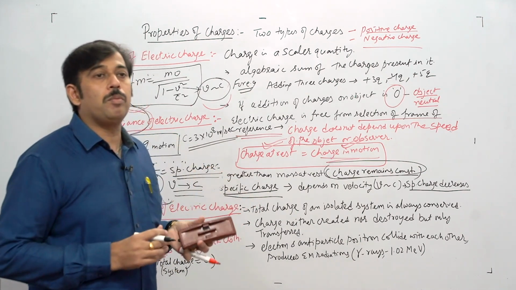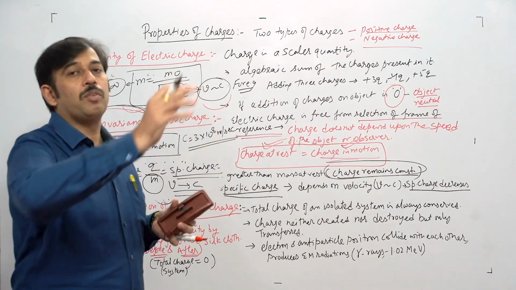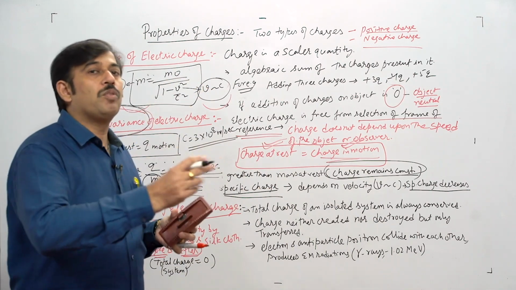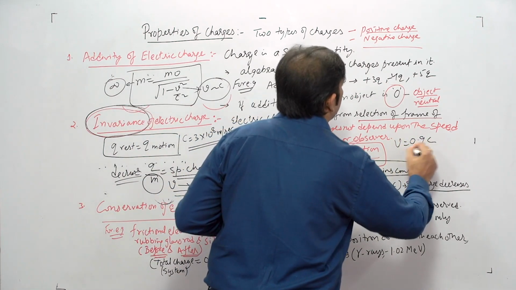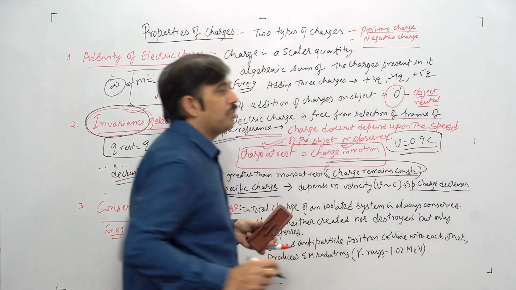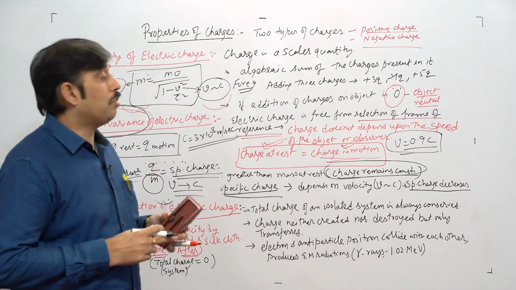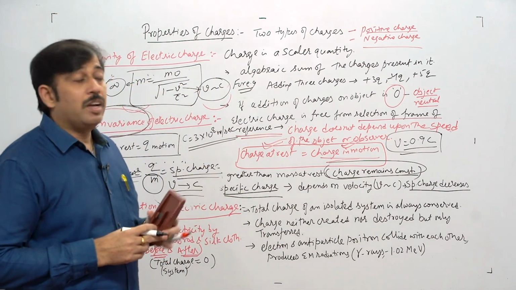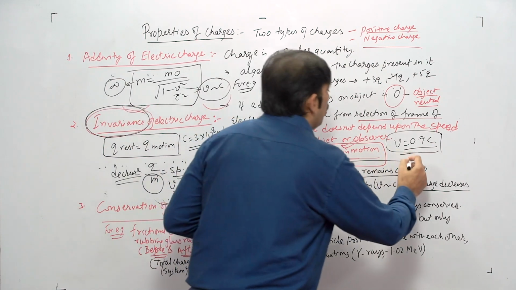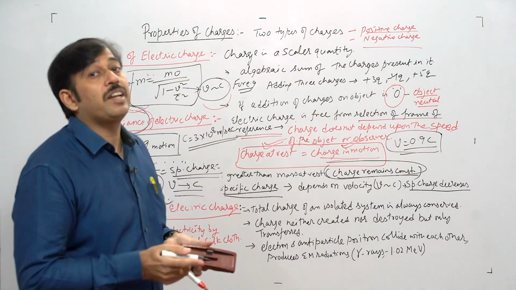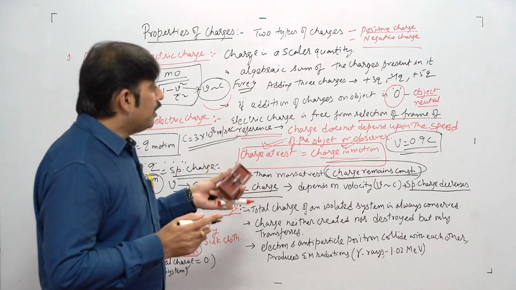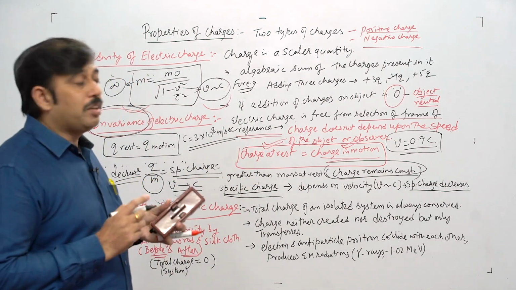When you attempt a problem, it is written that the body is moving with a certain velocity v, which is approaching the velocity of light. Suppose they give you v is nearly equal to 0.9 c. Can you say this velocity is very low? No, it's very high, almost approaching the velocity of light. In that condition, you need to apply the relativity terms, and you find that the mass will definitely increase. You need to understand these topics in detail.